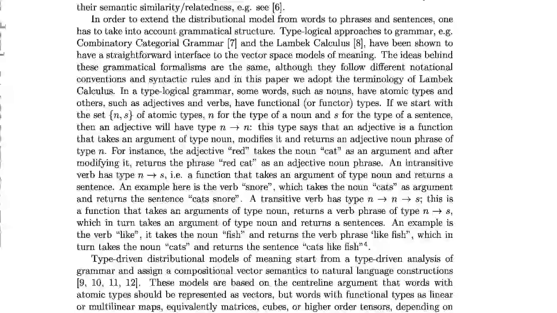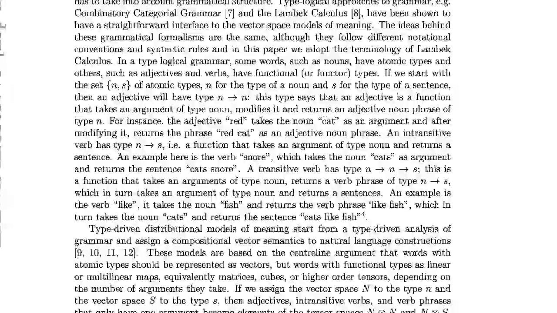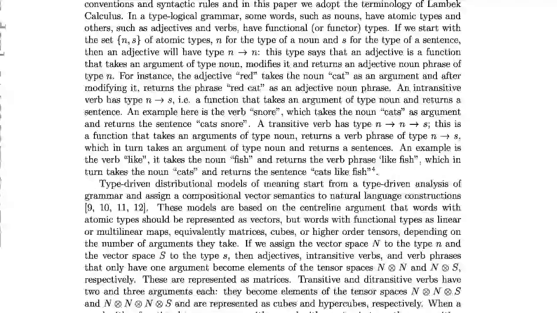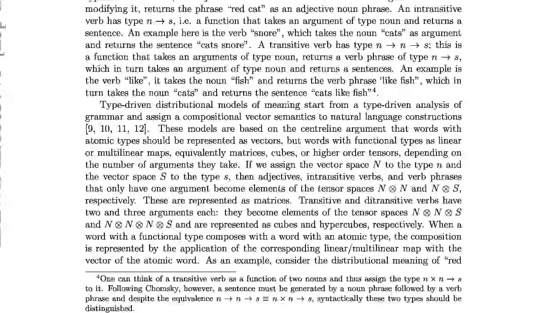There's a bit about needing to take into account grammatical structure, and I think that is all going to be fairly standard stuff. Type-driven distributional models of meaning start from a type-driven analysis of grammar, assign a compositional vector semantics to natural language construction. So the idea here is that the grammar tells you how the vectors for individual words compose.